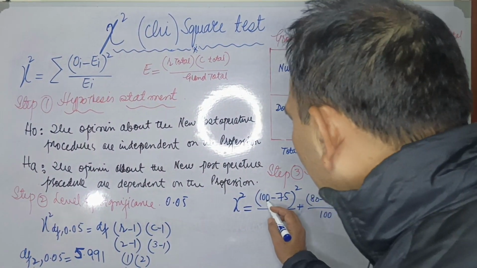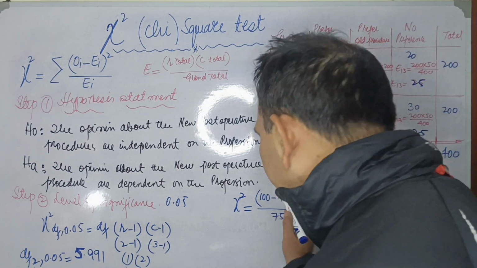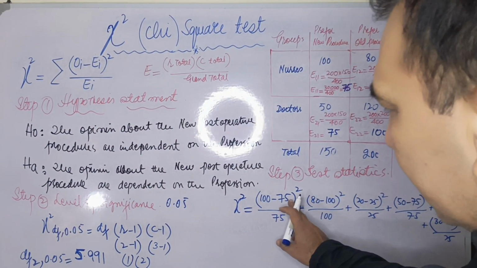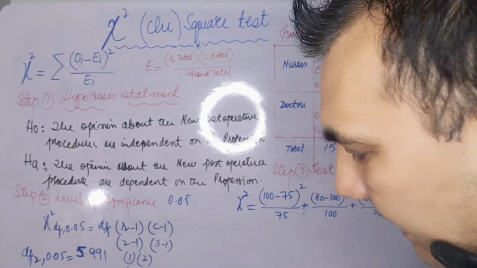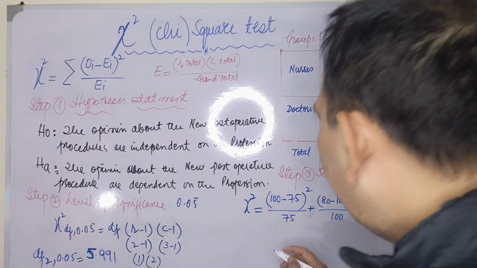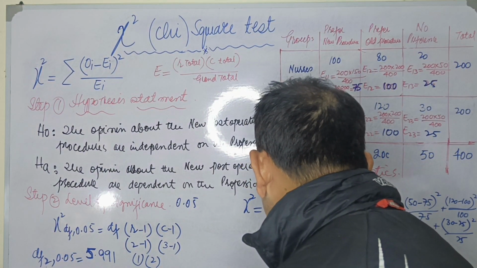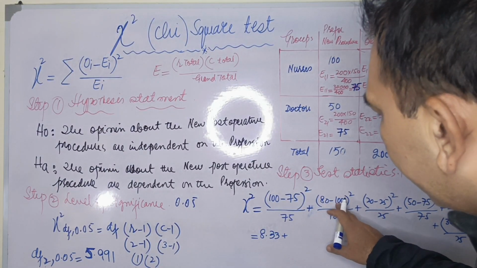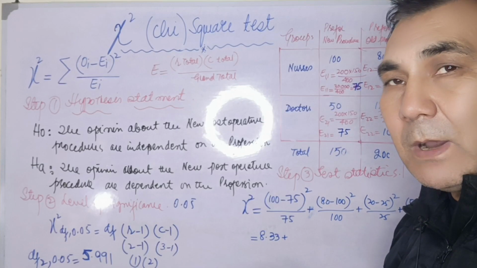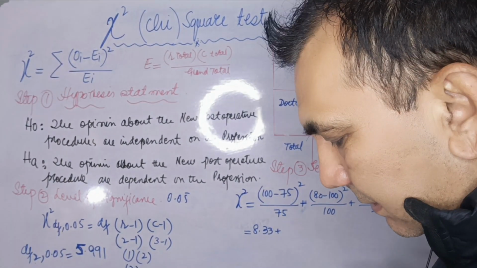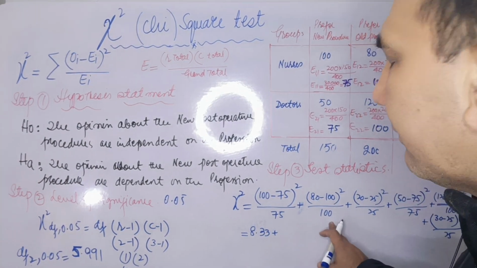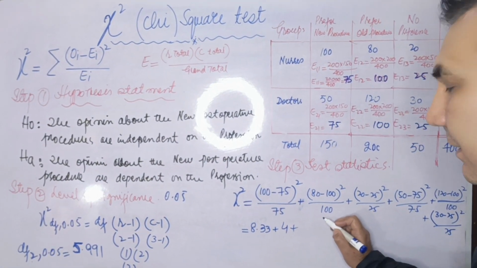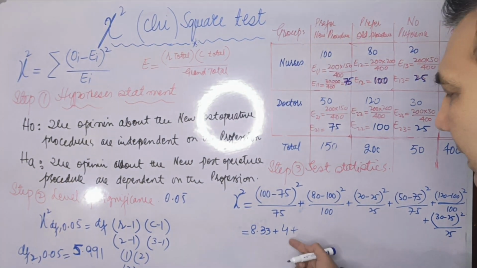Here the first one: we subtract 75 from 100 and get 25. We square 25 and get 625, and 625 divided by 75 gives a result of 8.33. Now we subtract 100 from 80 and get minus 20, and the square of minus 20 is 400. 400 divided by 100 gives the value 4.